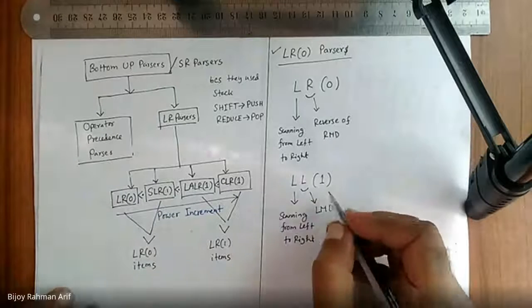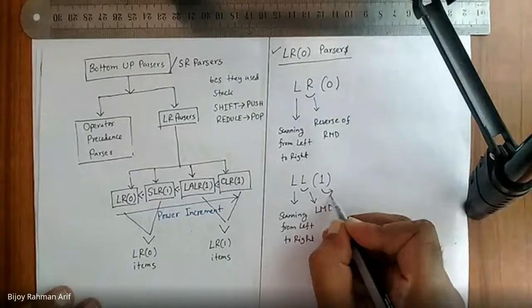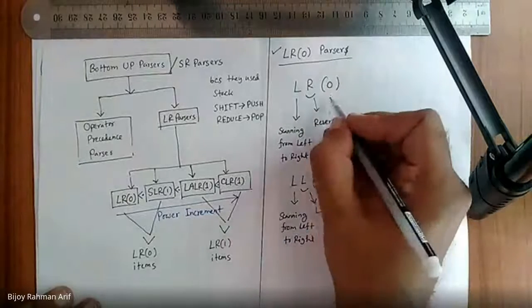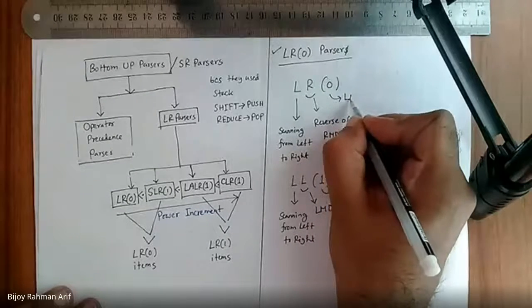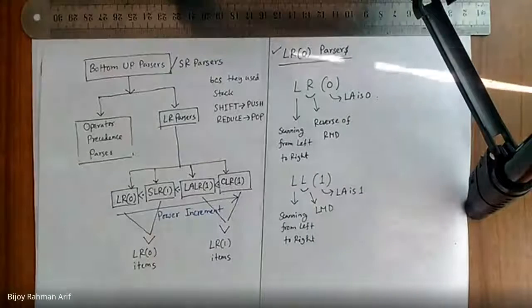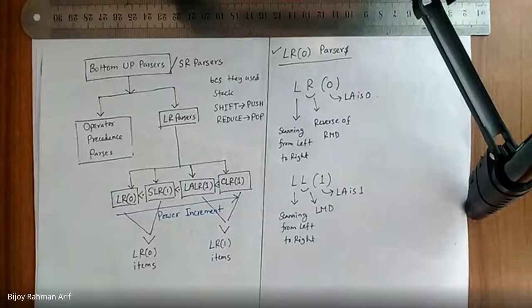And how about this one? Lookahead one is lookahead 1. And how about this 0? Lookahead is 0. So this is the meaning of LR0.